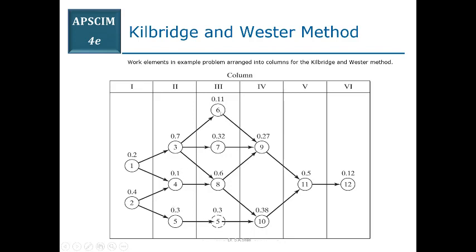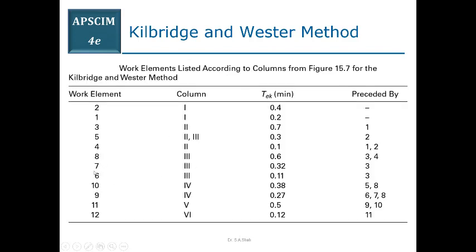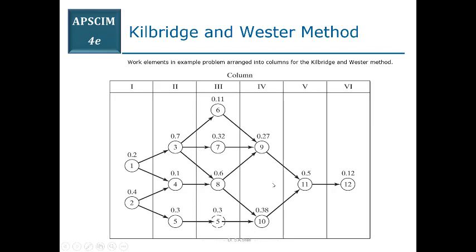So if you look at the third column, we have 8, 7 and 6. This is the descending order of the elements residing in the third column. So the next list of elements will be 8, 7 and 6, and so on for all the columns.